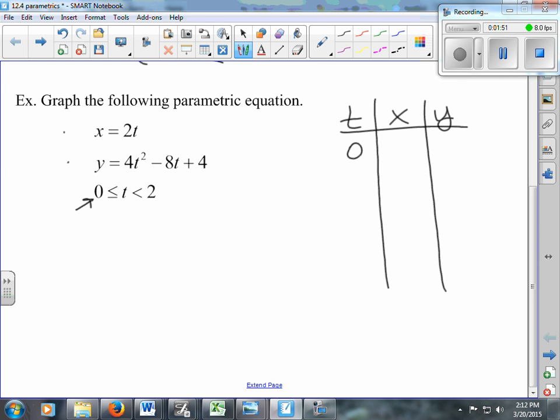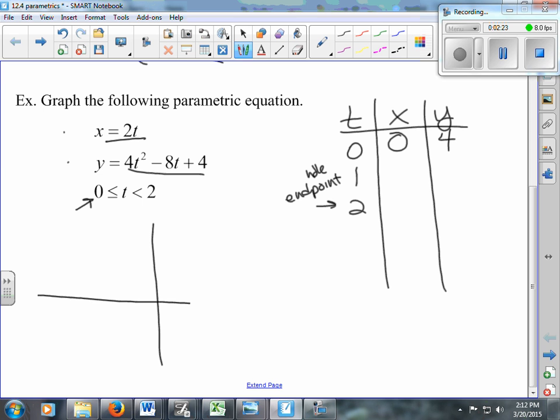So let's pick 0. Why don't we try 1 and 2, even though 2 is going to be an endpoint hole. So it's not really an endpoint, but it's an end hole. Okay, so when t is 0, what is x? Well, x equals 2 times t, so 2 times 0, or 0. And what about y? Well, y would equal 4 times 0 squared minus 8 times 0 plus 4. So that's 0, 4. All right, so let me go ahead and start to graph this. I have my very first point, 0, 4.